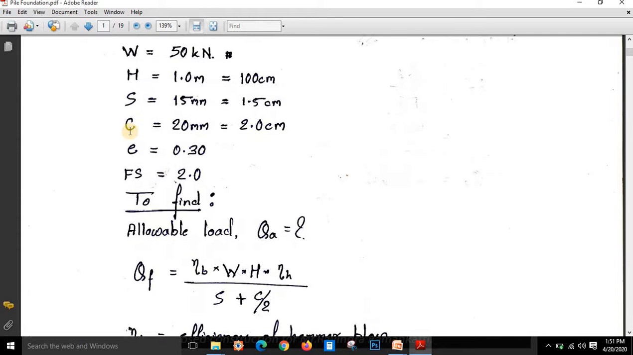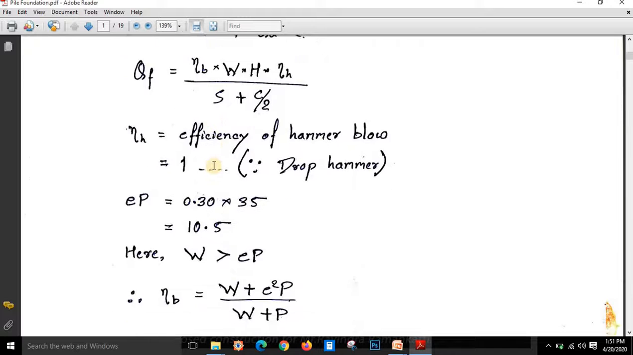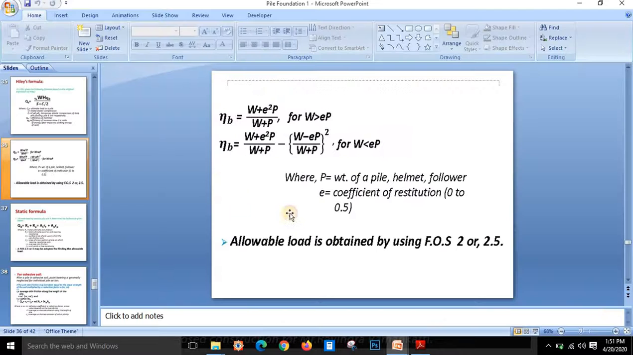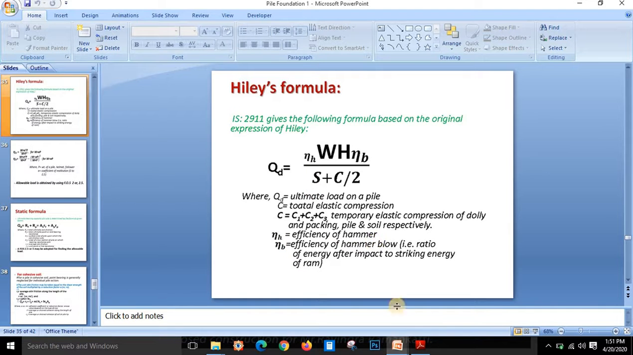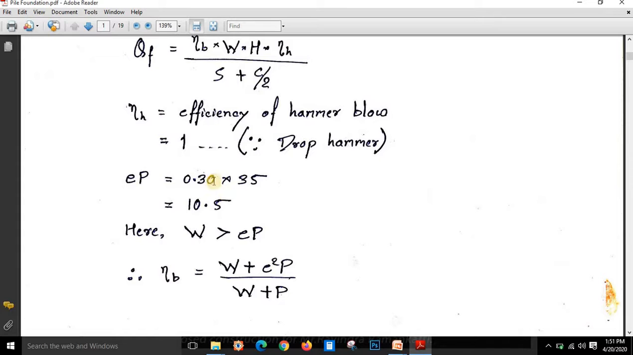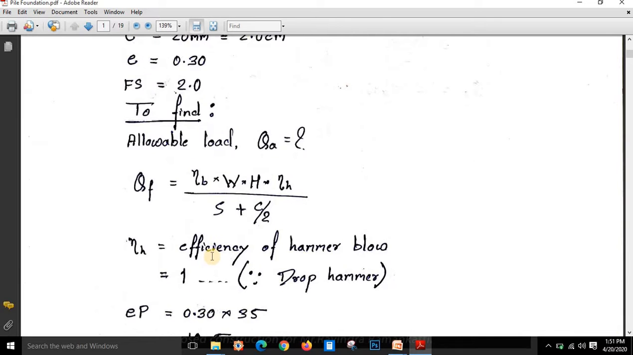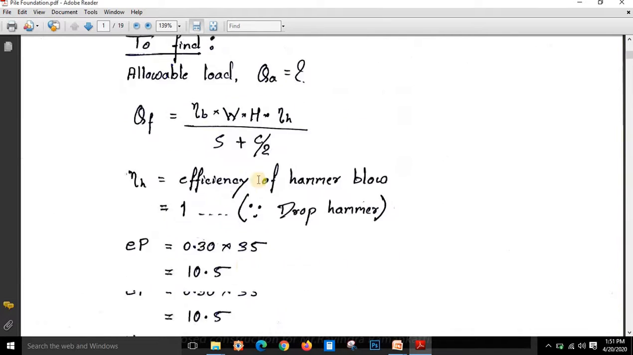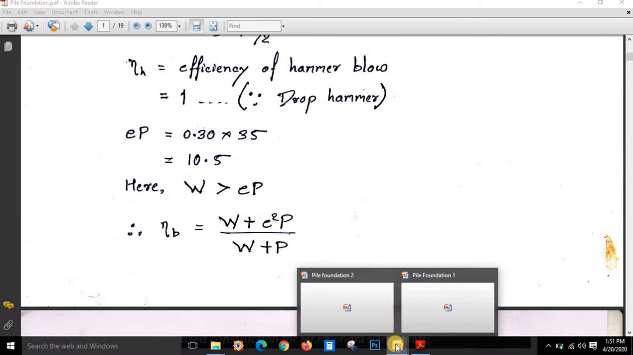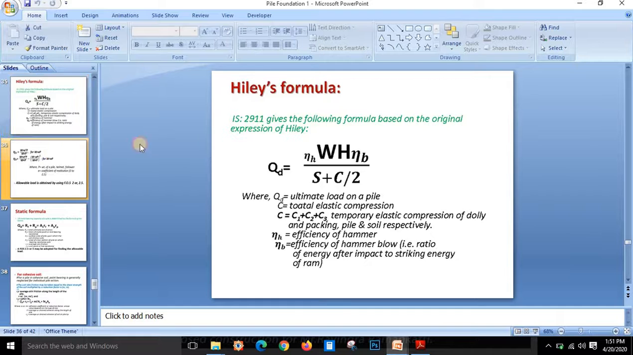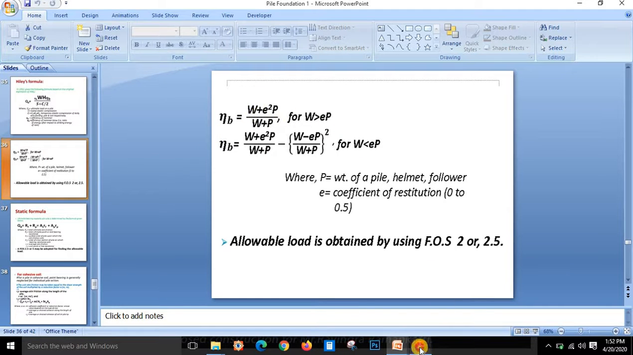Now NB can be found by using these formulas, which depend upon E into P and W. Here NB is the efficiency of the blow. To find this NB, we have to find E into P. E into P is 0.3 into 35, that is 10.5, which is less than W. W is equal to 50, so E into P is less than W. So we can use this particular first formula, as you can see here, to calculate that.